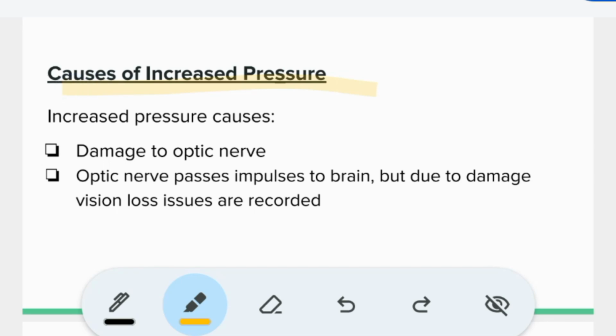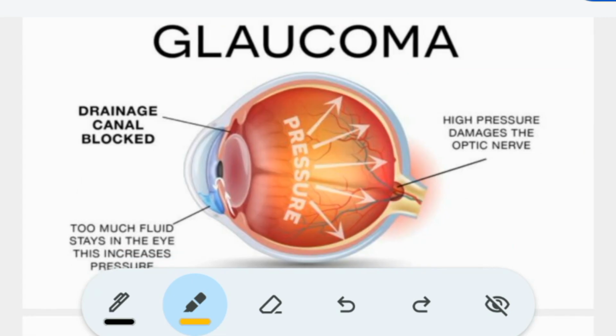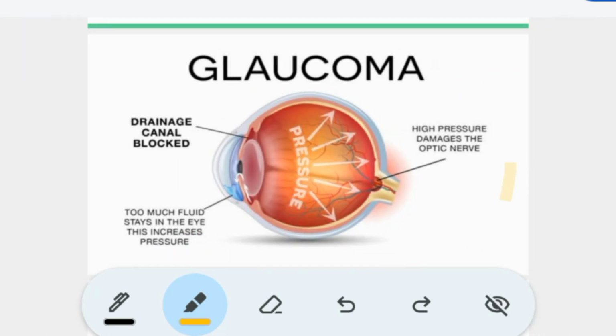Now, due to the increased pressure in the eye, the optic nerve will get damaged. So the first complication of increased pressure is damage to the optic nerve. And we all know that the optic nerve passes impulses from the eye to the brain, and if it is damaged, the patient will have vision loss, right? There will be permanent vision loss that cannot be regained again. So any loss will cause irreversible blindness to the patient.